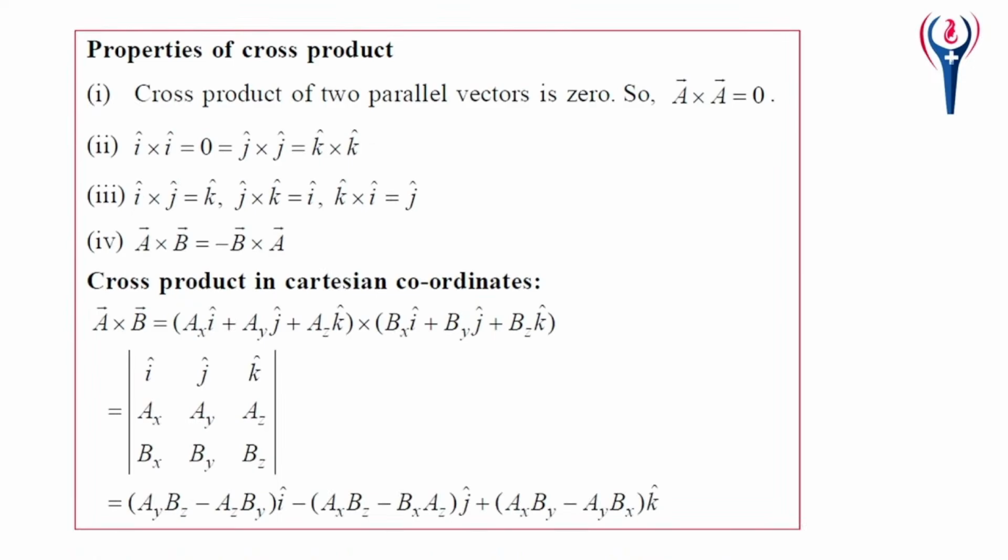Properties of cross product: A cross A, or i cross i, j cross j, k cross k equal to 0. i cross j is k, j cross k is i, k cross i is j. If you take it in reverse, j cross i means minus k, k cross j means minus i, then i cross k equal to minus j. And A cross B, how we will find it, by the matrix method: i j k, Ax Ay Az, Bx By Bz.